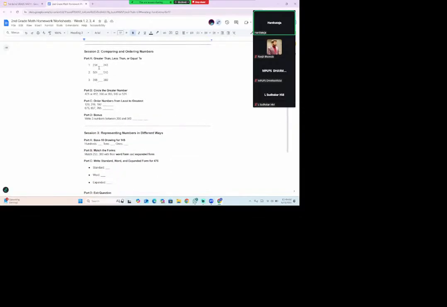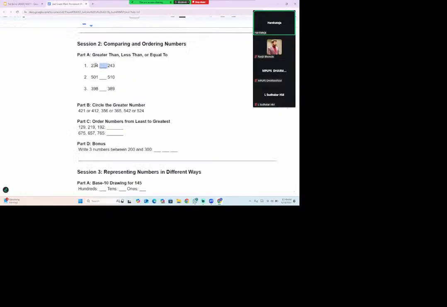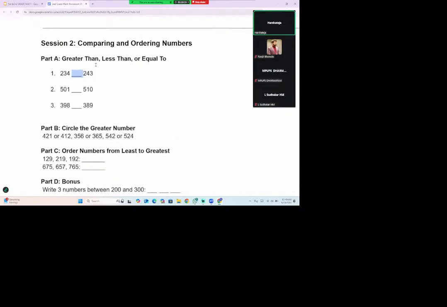So now let's do what we learned in class today. So greater than, less than, or equal to. So 234 and 243. If we look at the hundreds place, they're the same. If we look at the tens place, 4 is greater than 3. So we would use the teeth going towards 4 because it's bigger.